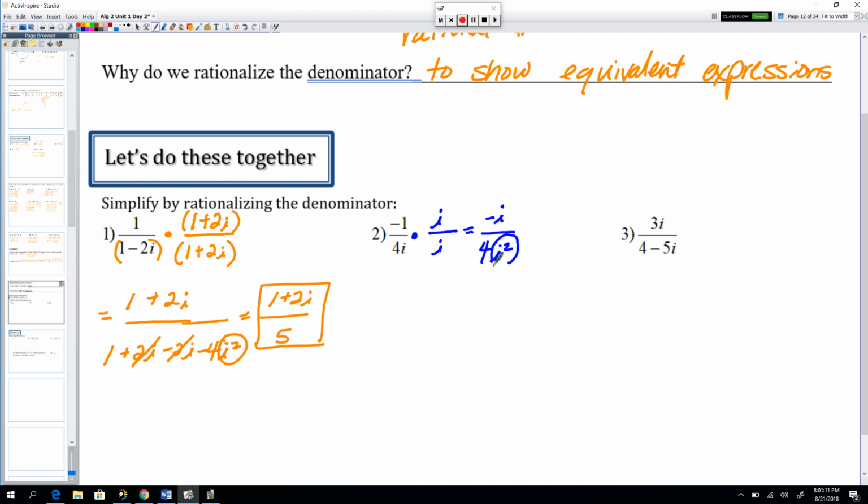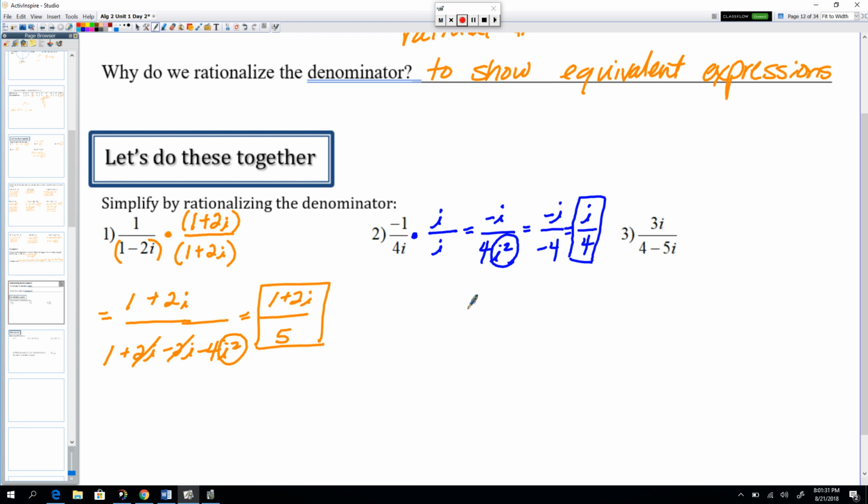What do we always replace I squared with? We replace it with negative 1. So this turns into negative I over negative 4. Never leave a negative and a negative here. So negative divided by negative, that's a positive. So we'll change that into I over 4.